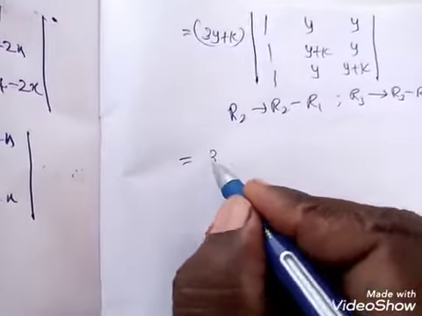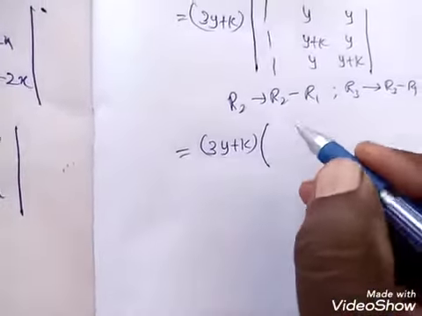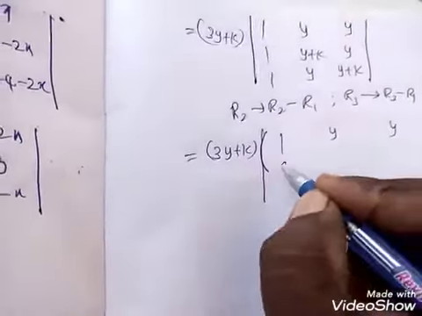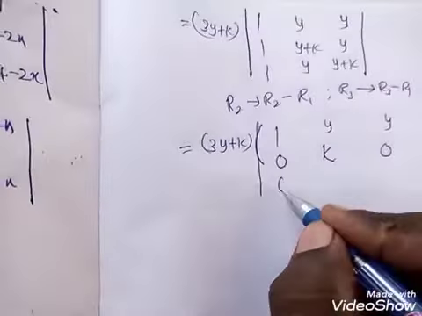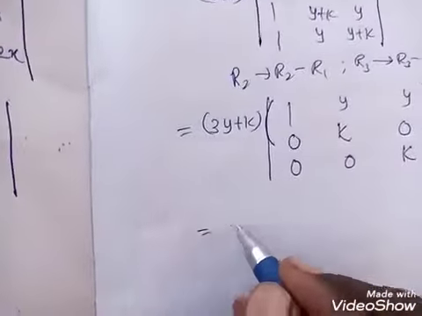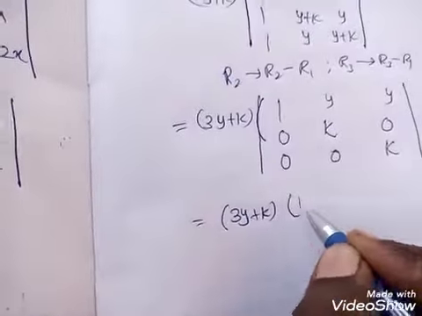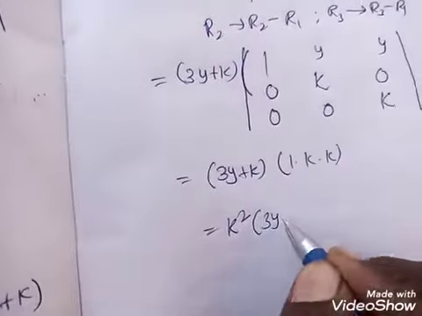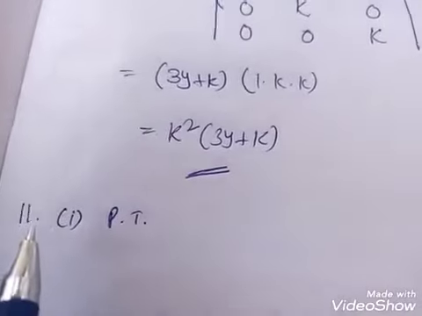Then what you are going to get? 3y plus k into 1, y, y; 1 minus 1, 0, y plus k minus y, that is k, 0; 0, 0, k. Again it becomes the triangular matrix. Observe there. What is the product of the principal diagonal? 1 into k into k, that is 3y plus k into 1 into k, that is nothing but k square into 3y plus k. Hence proved.